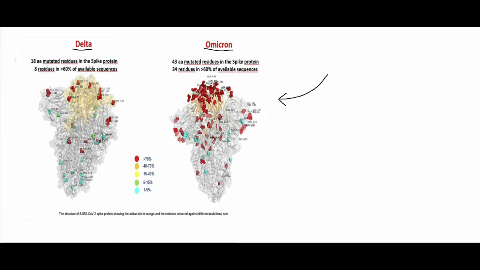had 18 amino acid mutated residues in the spike protein, where the spike protein is the one that allows the virus to gain entry into human cells, and 8 residues in greater than 60% of available sequences.